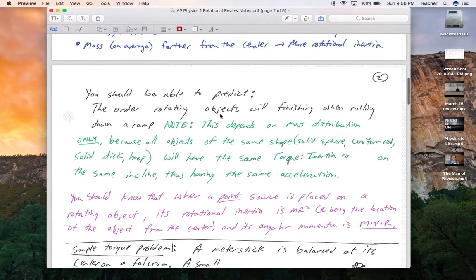One is the order at which rolling objects will finish when rolling down a ramp. So this depends only on mass distribution because all objects of the same shape, such as all solid spheres, all solid disks, all hoops, if they're uniform density, have the same ratio of torque to inertia, on the same incline, that is. And I don't know why that word ratio is not there.